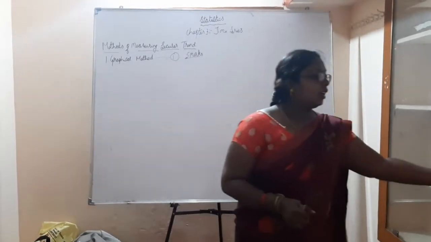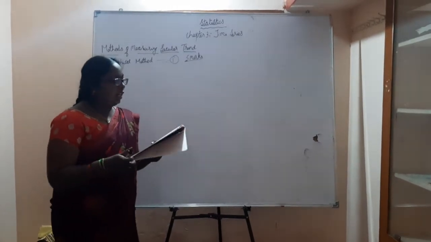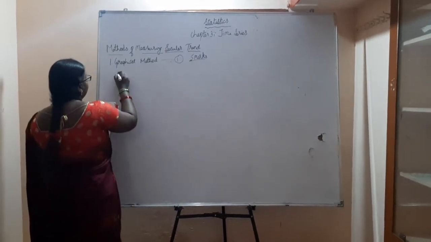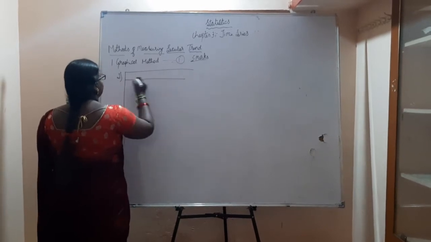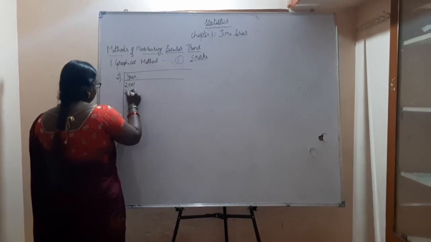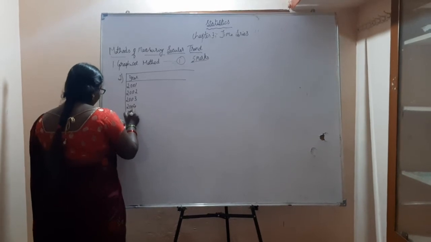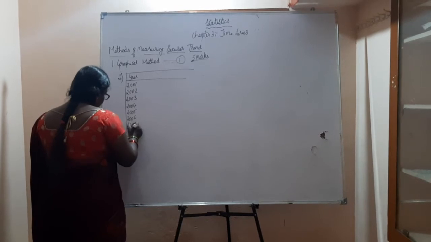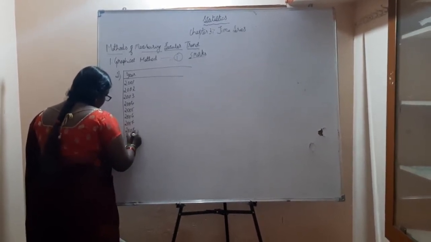So the second problem is: fit a trend line to the following data by the graphical method. Problem number 2, the data available is here: the years 2001, 2, 3, 4, 5, 6, 7, 8, 9.